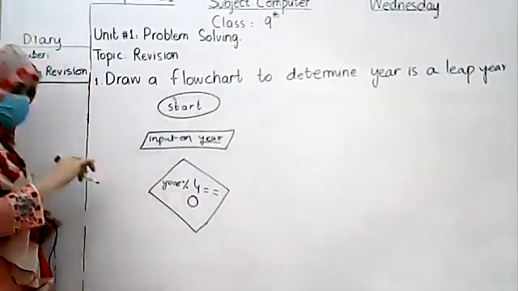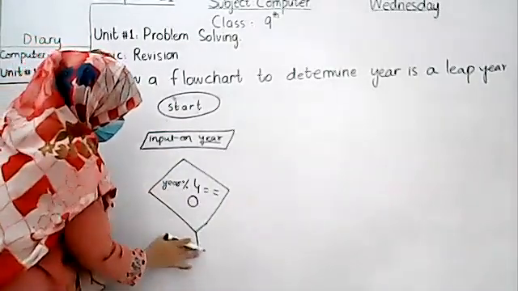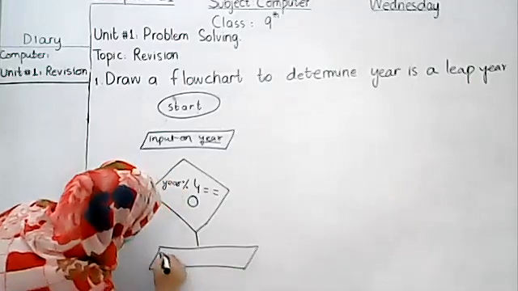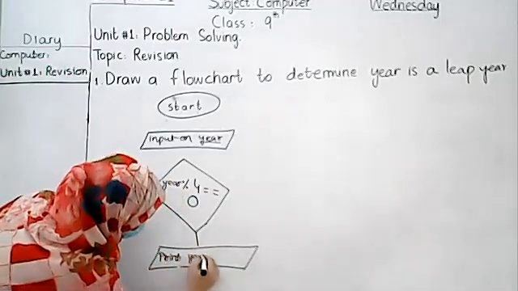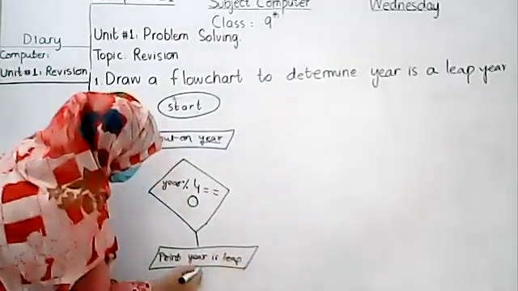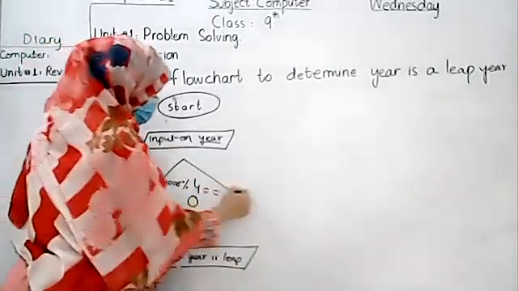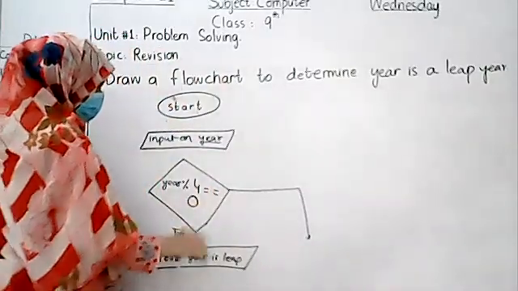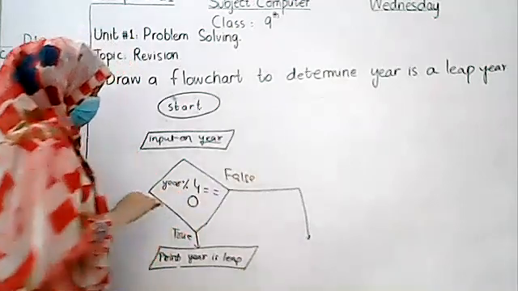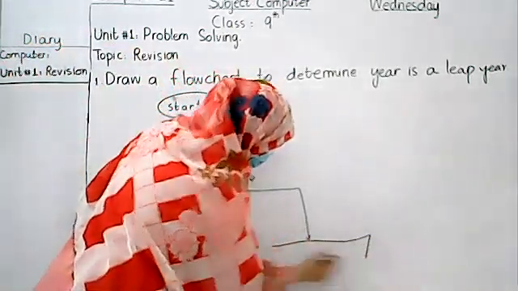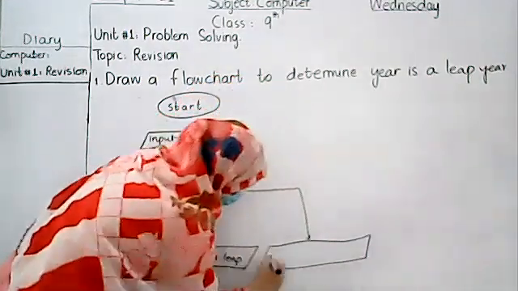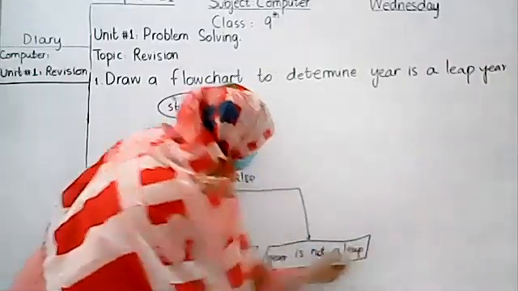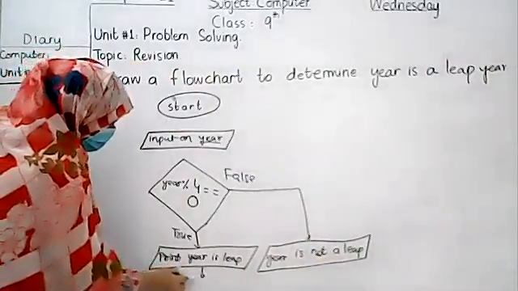Then if this condition is true, we will print that the year is a leap year. And if this condition is false, meaning the remainder is not 0, then we will print that the year is not a leap year. And in this way, we will end this process.